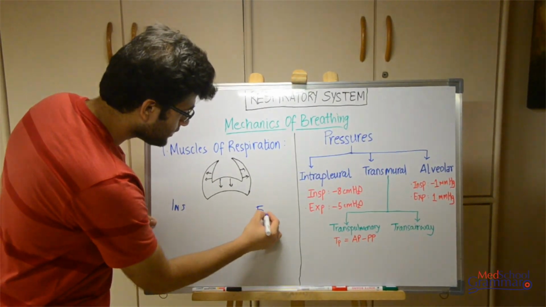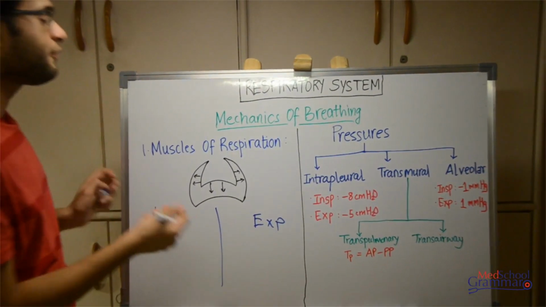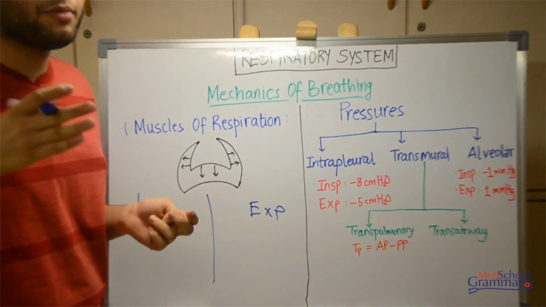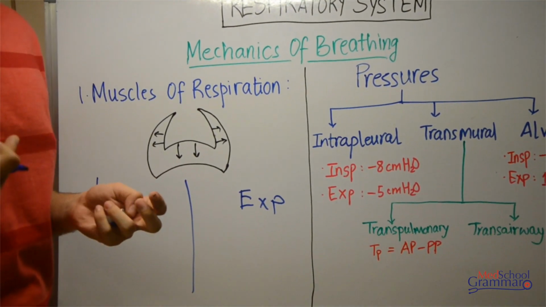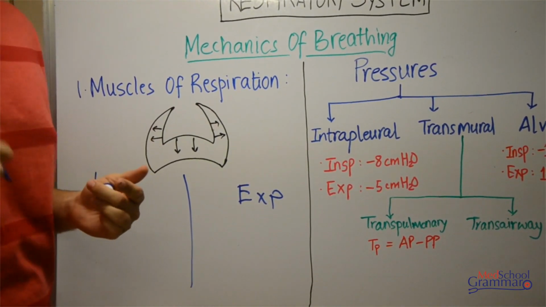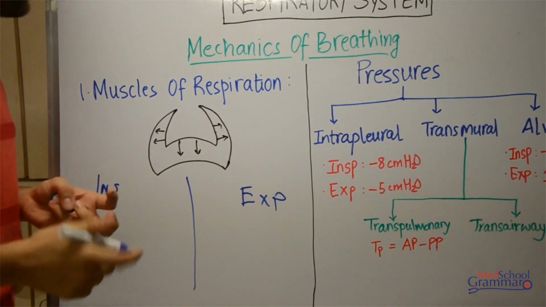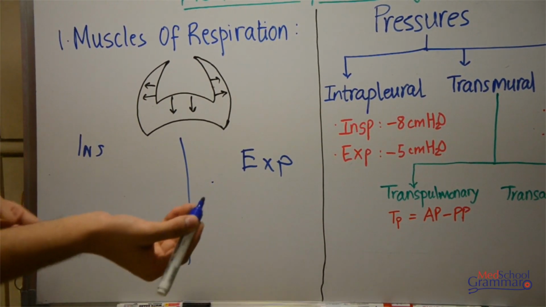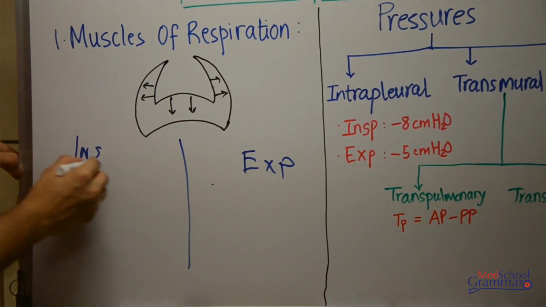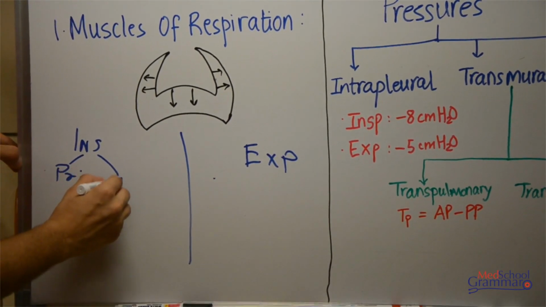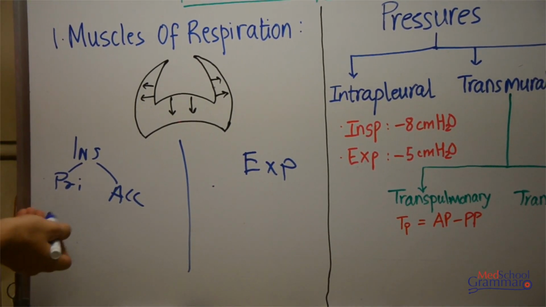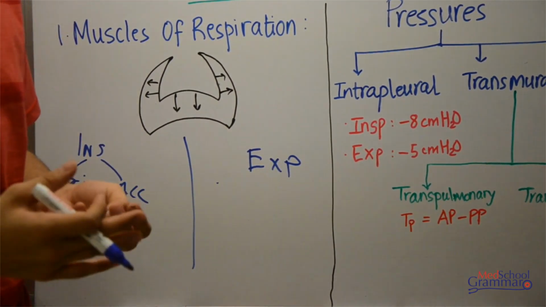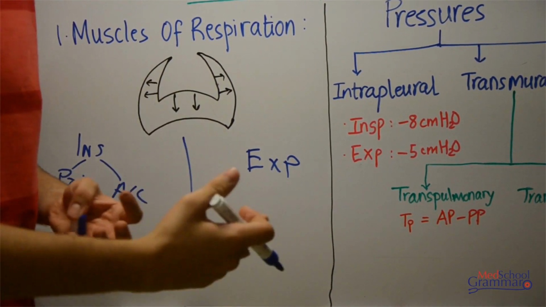First we'll define what inspiration is. Inspiration is the process where the air from the atmosphere enters the lungs. Expiration is where the air from the lungs goes out to the atmosphere. Inspiration is an active process and expiration is a passive process. Inspiration has two types of muscles, the primary and the accessory muscles. The primary muscles are mainly involved in normal breathing. Accessory muscles help in forced breathing or extra breathing.